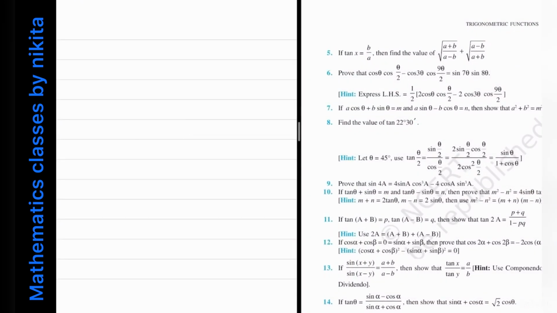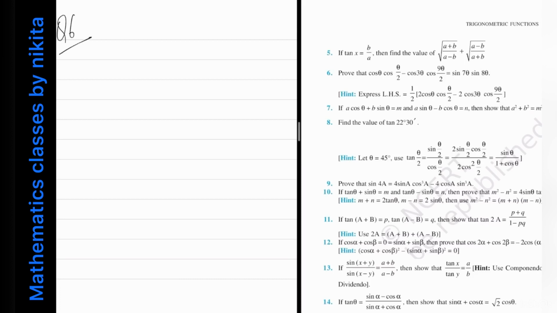So question number 6 says that prove that cos theta cos (theta by 2) minus cos 3 theta cos (9 theta by 2) is equal to sin 7 theta into sin 8 theta. और आपको एक हिंट दे रखी है that express the left hand side as multiply by 2 and divided by 2. Express this as this. So let's start. So question number 6.